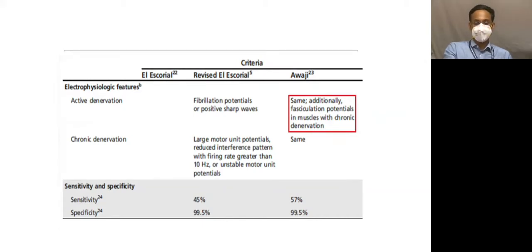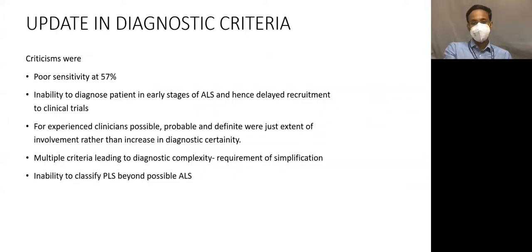hence by the time they were enrolled in trials, it was too late, and it hardly showed any improvement. So people were asking for newer criteria so that they could be enrolled earlier into the disease, but at the cost of not excluding the mimics, which are treatable. It's also important to know that the sensitivity is only 57% for them. So the whole primary point was that we should not take a non-ALS patient and call it ALS. That was the whole understanding for the diagnostic criteria.